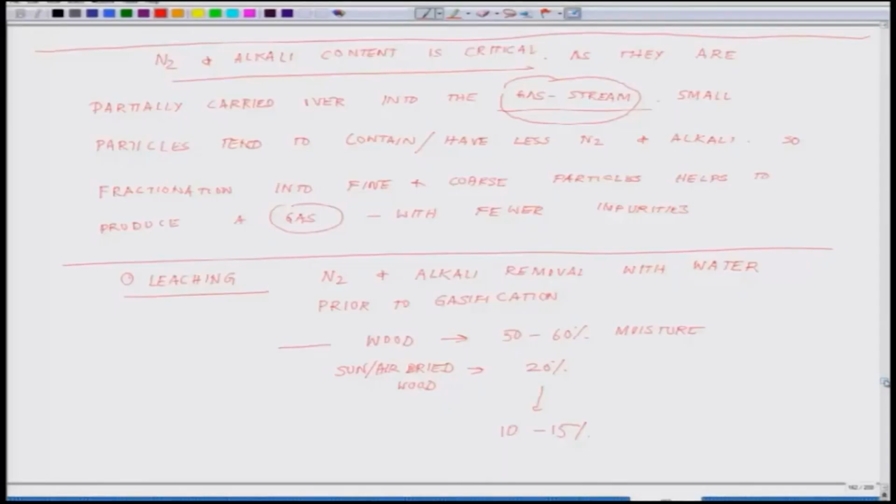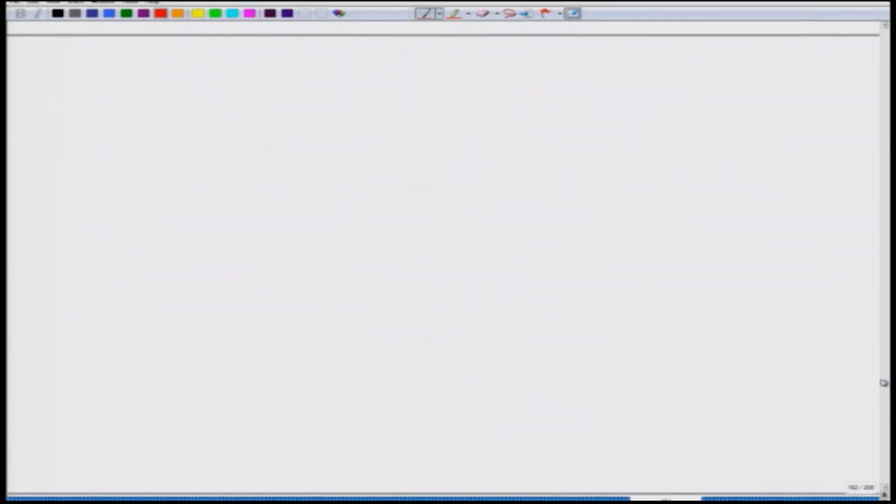So, from here what we will do, we will move on to the next aspect of it, which is basically the feedstock properties. Okay. So, I will close it here.